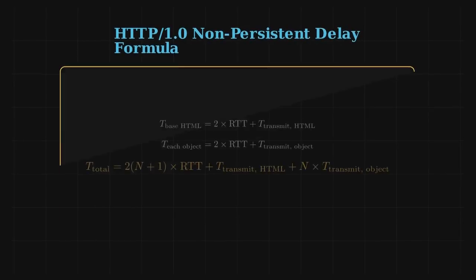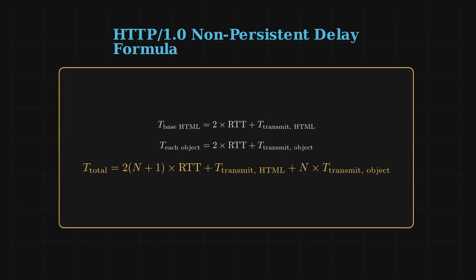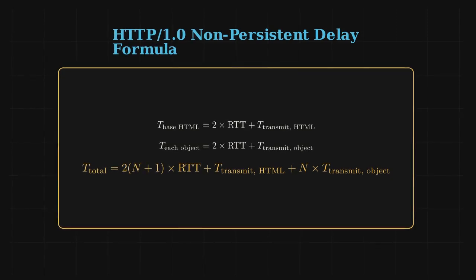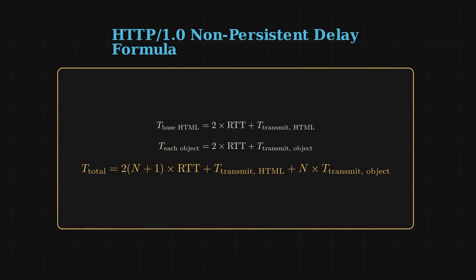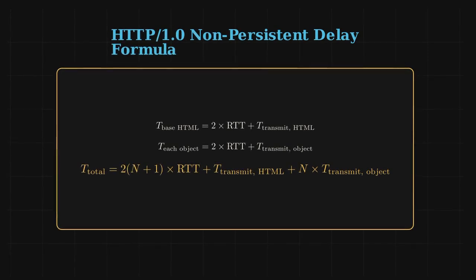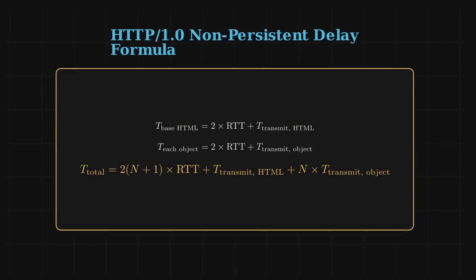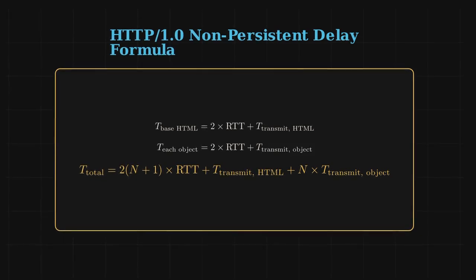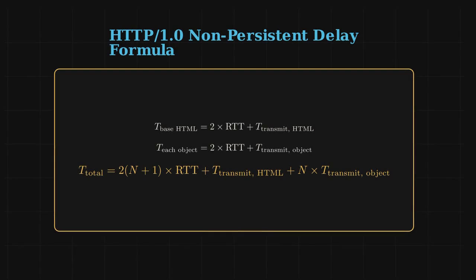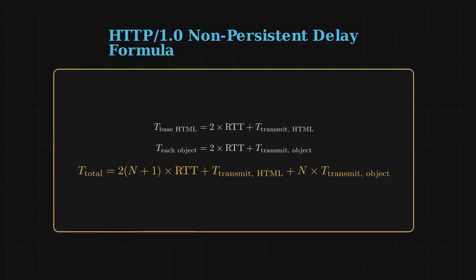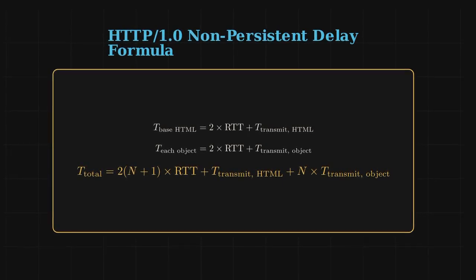Mathematically, for an HTML file containing n reference objects, a non-persistent connection requires a total of 2n + 1 RTTs. The first RTT pair is for the base HTML, and the remaining 2 RTTs are repeated n times for each object. This severe connection overhead causes significant latency and wastes server resources.